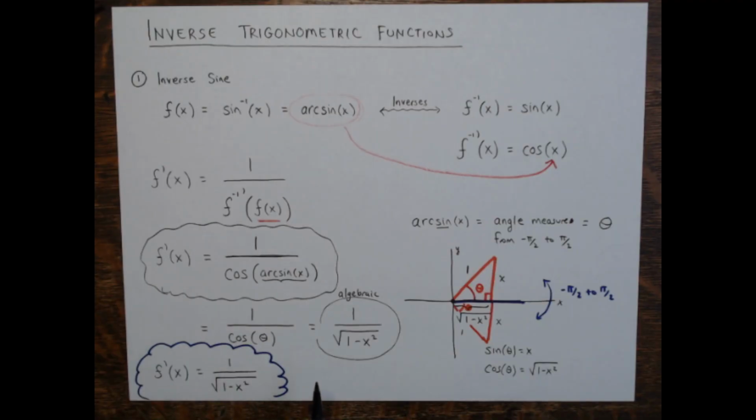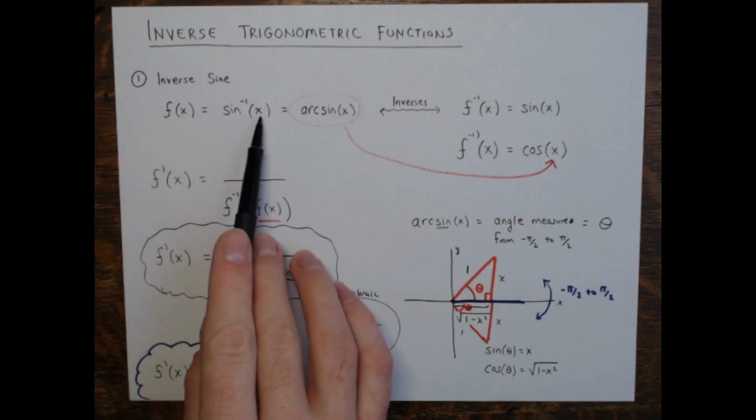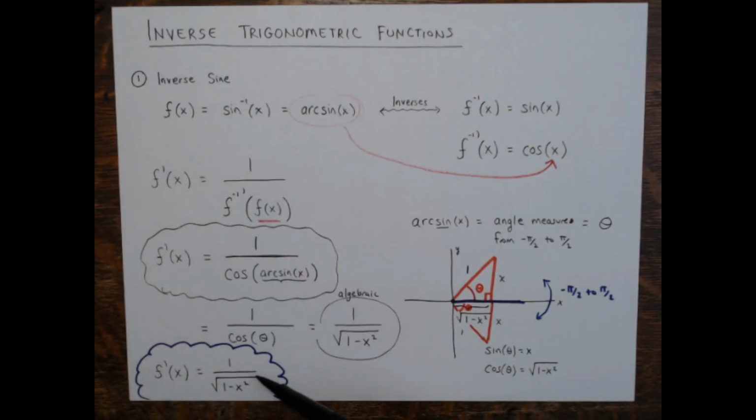Great. All right, so derivative one more time. Derivative of inverse sine of x, inverse sine of something, is 1 over the square root of 1 minus that thing squared. All right, so I'm going to do something similar for inverse cosine now.